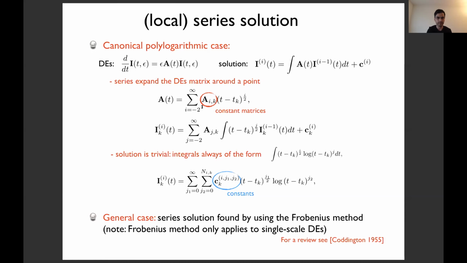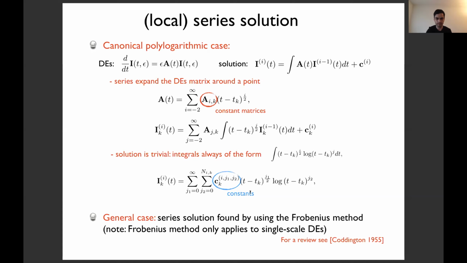So the first step is the one of series expanding the differential equations matrix A around the point of interest. Then we just plug this expansion into this formal solution. And once we have done that, we immediately realize that we only need to consider integrals of this form: integrals of logarithms raised to an integer power times a monomial. And then, of course, these integrals are elementary, can be done analytically, and the result is immediately your power series centered at the point tk, so the generic point.